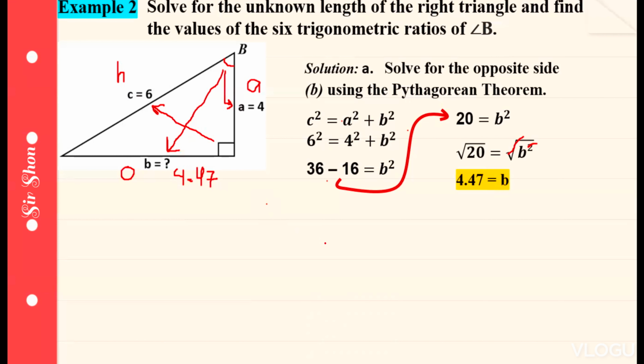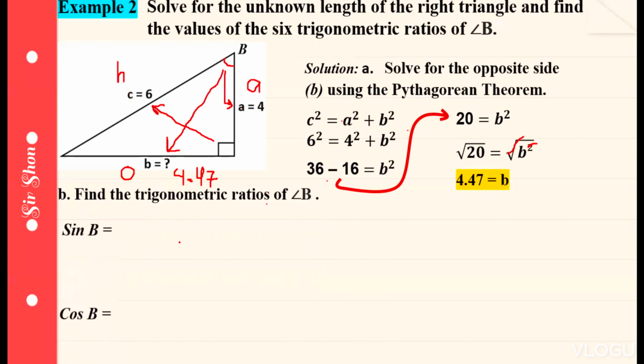So after we complete the sides of a right triangle, we have to solve next the 6 trigonometric ratios of angle B. We have the labels already: the adjacent side, the opposite side, and the hypotenuse. Our adjacent is 4, our opposite is 4.47, and our hypotenuse is 6. So we have the sine B, the cosine B, the tangent B, the cosecant B, the secant B, and the cotangent B.